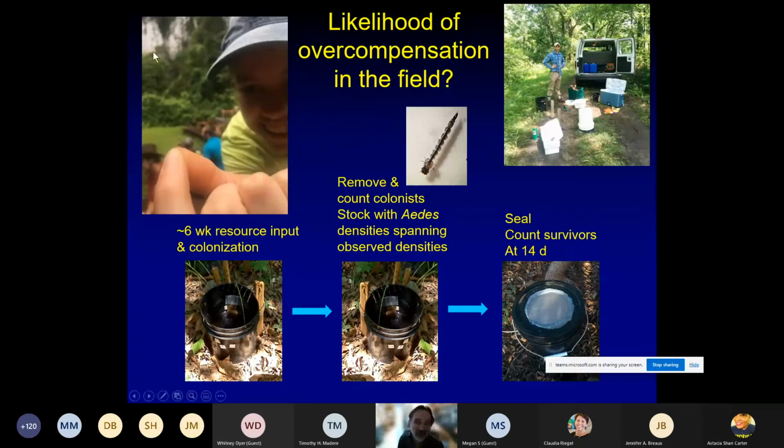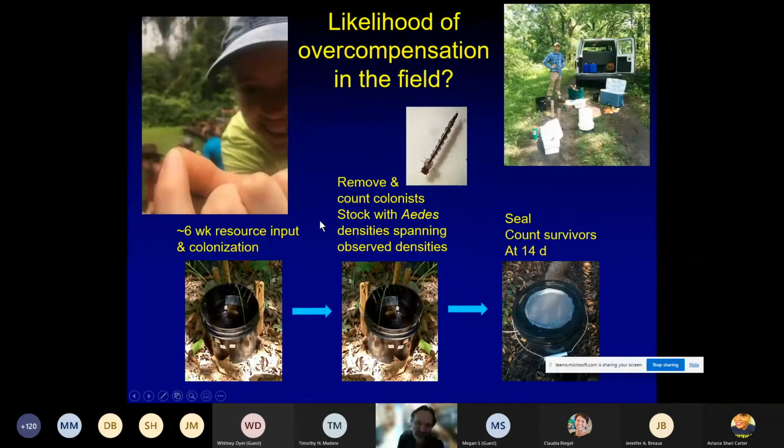This is work by my current PhD student, Kate Evans. And she did a set of field experiments that addressed this likelihood of overcompensation in the field. What she did was put some containers out into a natural environment, fill them with water, and allow them to collect leaf litter and dead insects and other detritus that fuels bacterial growth, and to be colonized by whatever populations of mosquitoes, particularly Aedes, were present. And then after 6 weeks, we came back and removed and counted all the colonists so that we had an idea of the typical density of mosquitoes at the site.